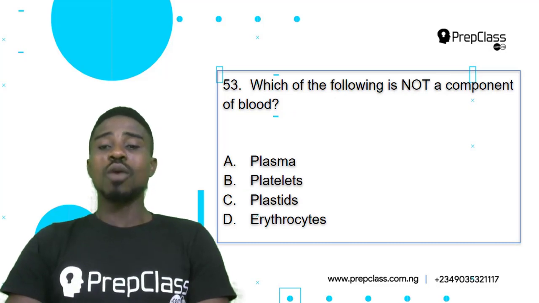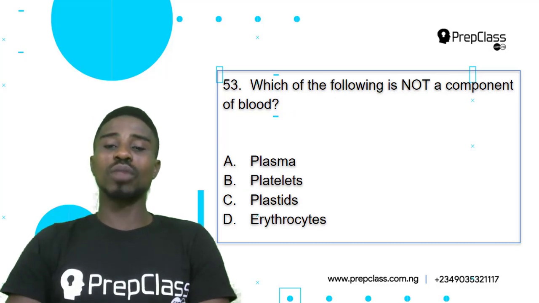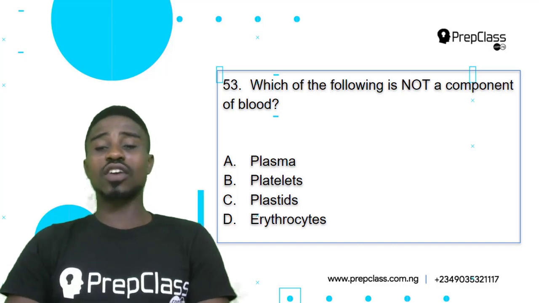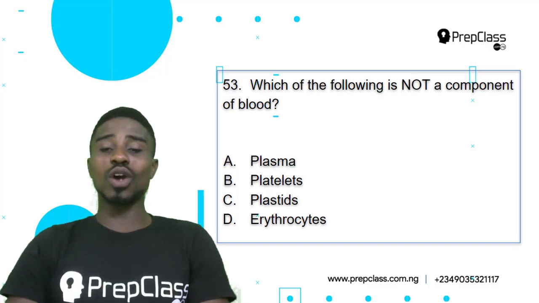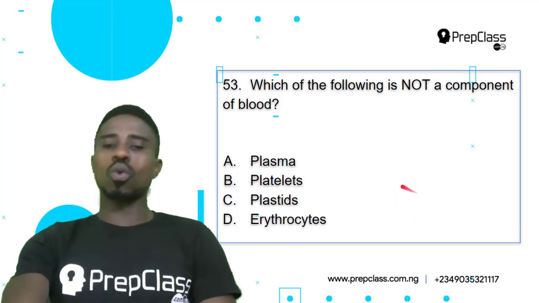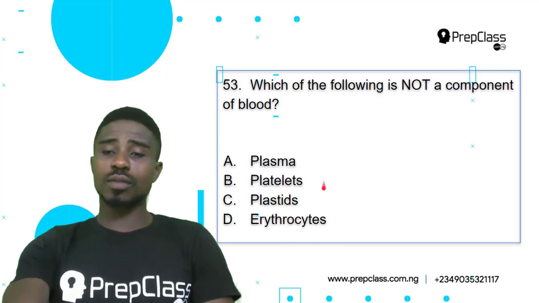Question 53. Which of the following is not a component of blood? A, plasma, B, platelets, C, plastids, D, erythrocytes. For us to carefully select the correct answer, we need to analyze all of the options and see which one best answers our question.